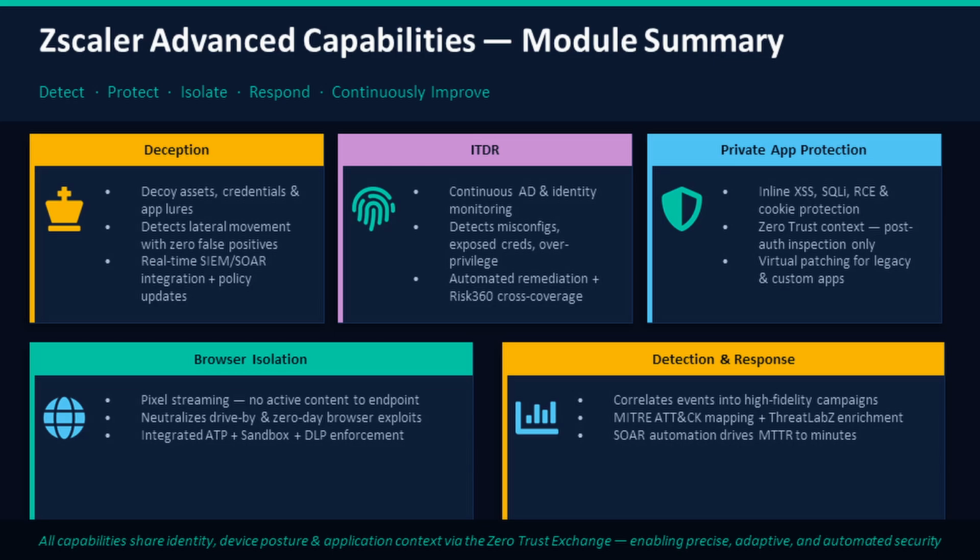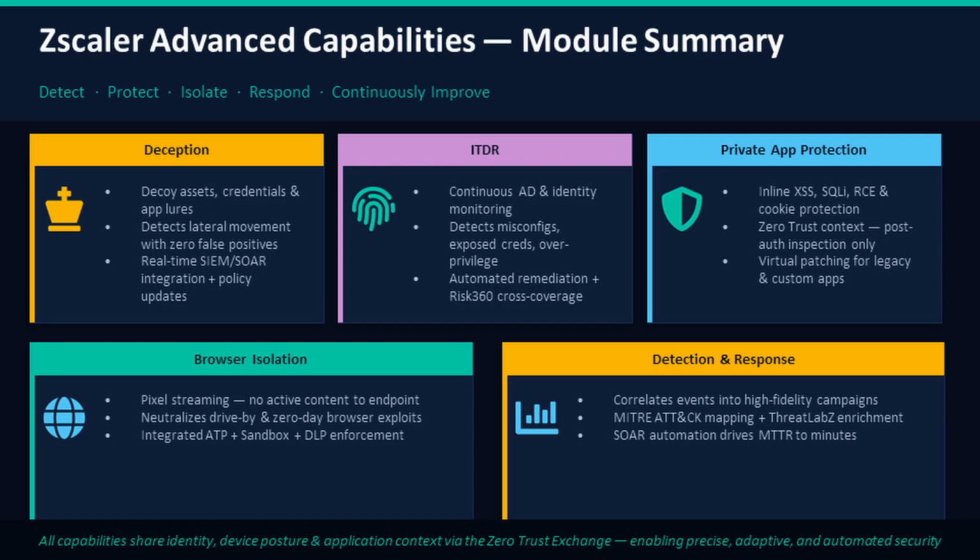Deception is your early warning system inside the environment. It catches attackers during reconnaissance and lateral movement, the phase between initial compromise and final objective, through decoy assets, credential lures, and application decoys. Any interaction is a high-confidence alert. It feeds detection signals into ZIA/ZPA policy, ITDR, and SIEM/SOAR for immediate containment.